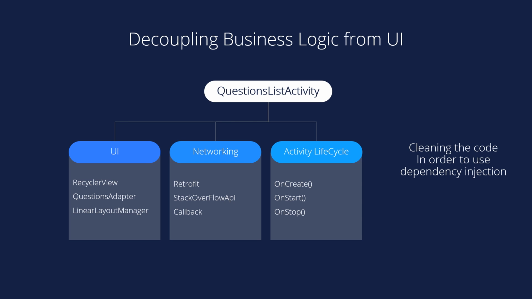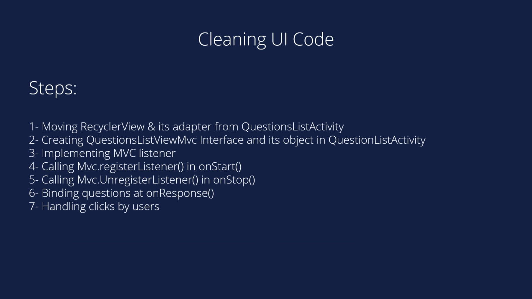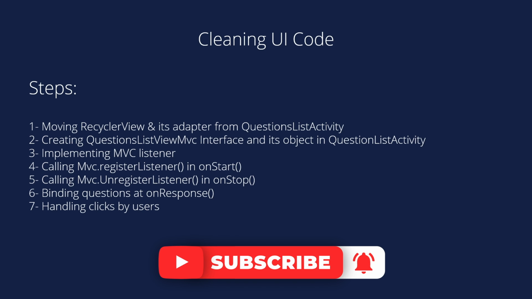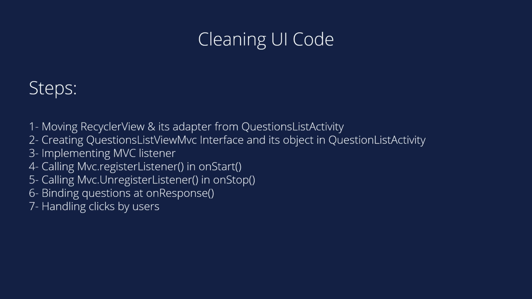So let's start decoupling the UI code from our main activity. We need to get rid of the adapter and the recycler view. For that, we have 7 steps. First of all, we are going to move the recycler view and its adapter from the questions list activity. Second, we are going to create question MVC.